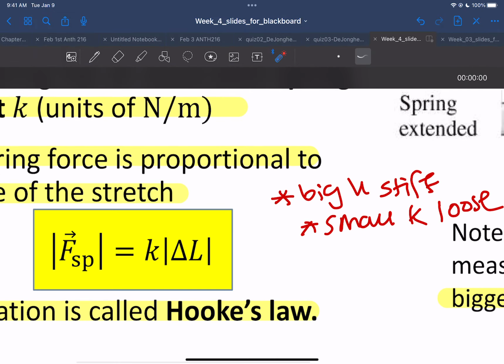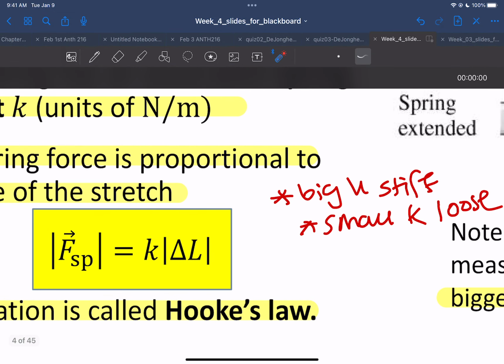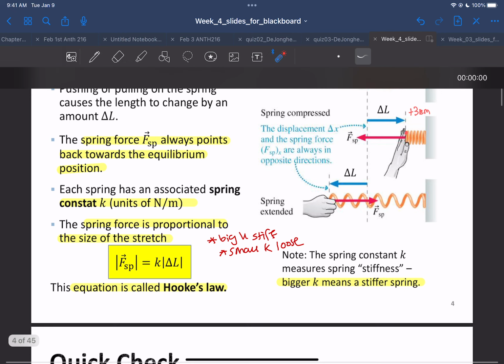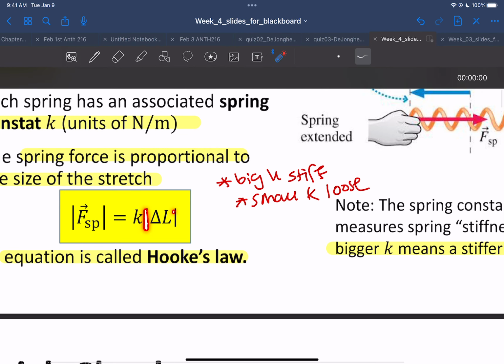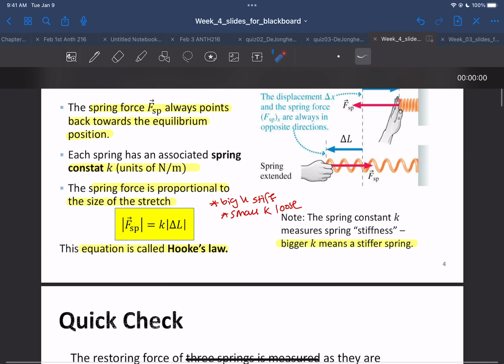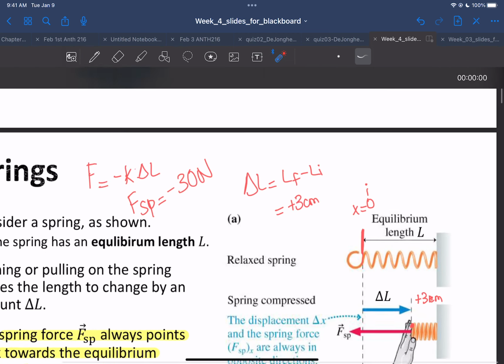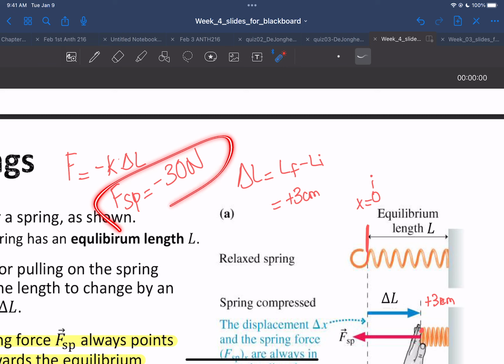If I were to just use this equation right here, remember these are absolute value symbols, right? So if this was delta L positive and the K is positive, then what you get is simply just a positive spring force, and that doesn't match, right? So I prefer it to where it's F equals negative K delta L, that way you can get the actual direction of the spring force.